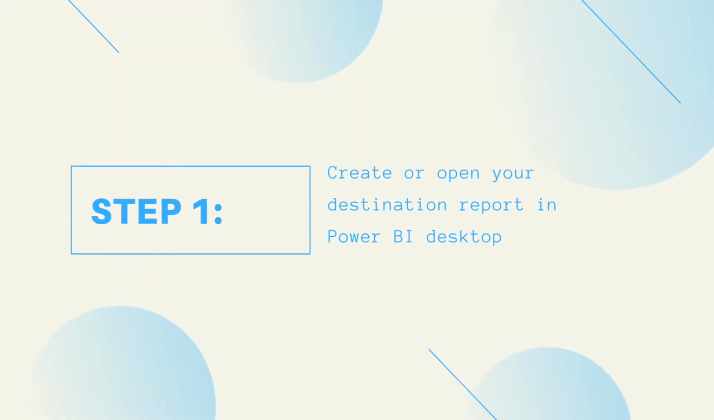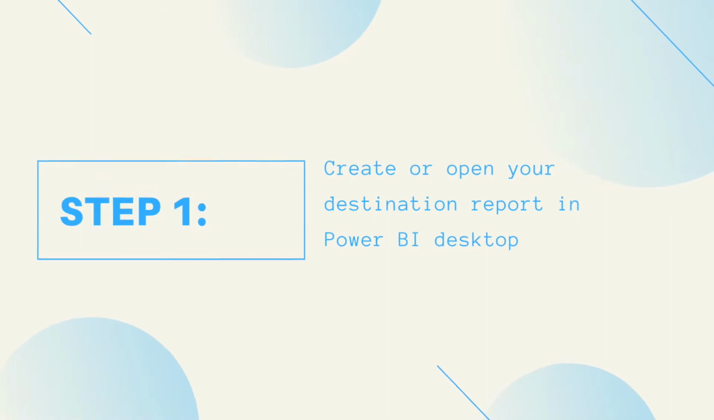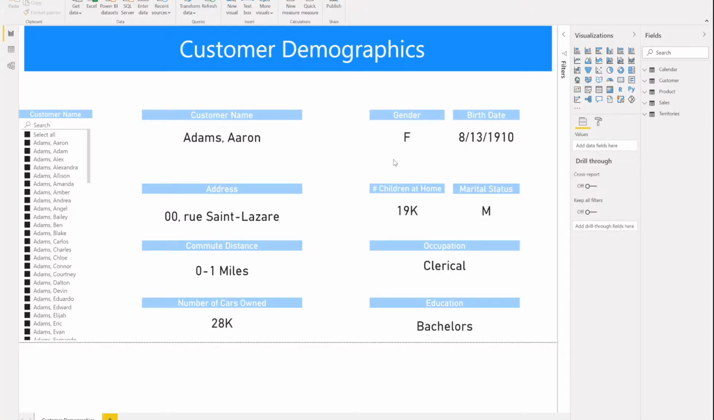Step number one is to create a destination report. That report is where you're going to drill into from your main report. Most likely you already have it created, but if not, you need to create one. So what I've done here is I've created a customer demographics report. This is the one I'm going to drill into from my main sales report.